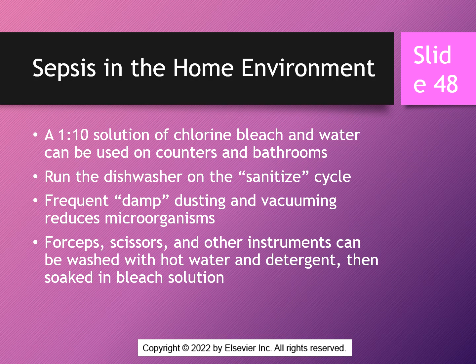The number and degree of home precautions are based on whether there is an infected or immunocompromised person in the residence and what microorganism is involved. Secure contaminated dressings and other disposable supplies in plastic zip closure bags before disposal. A 1 to 10 solution of chlorine bleach and water can be used to disinfect counters and bathrooms if they become soiled with body secretions. Frequent damp dusting and vacuuming will decrease the number of microorganisms within the environment.